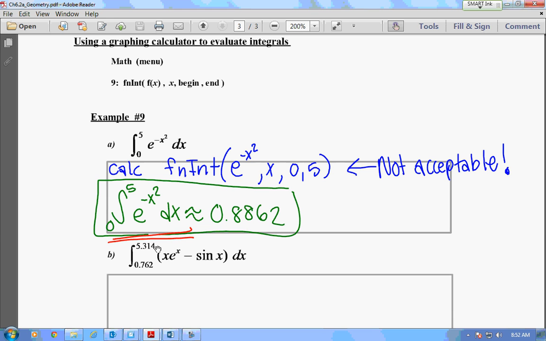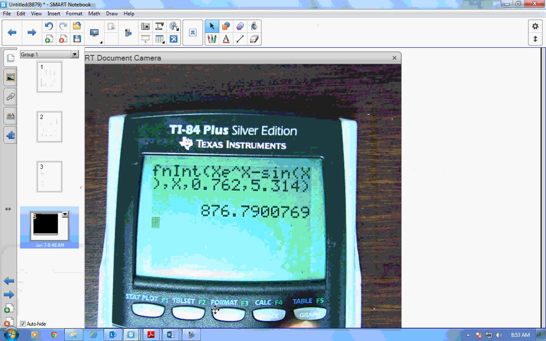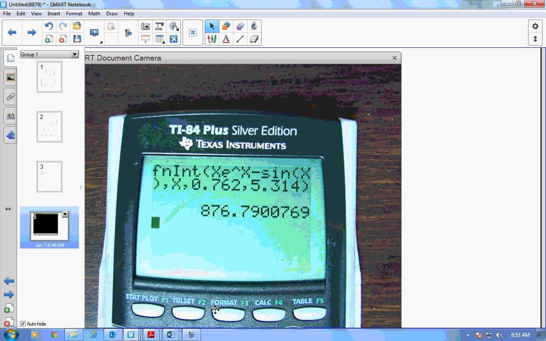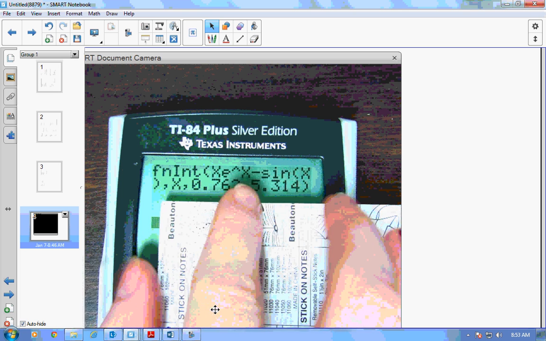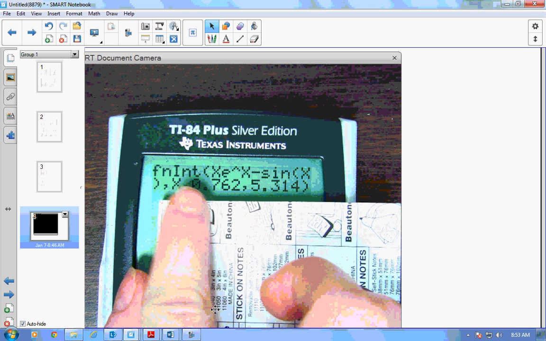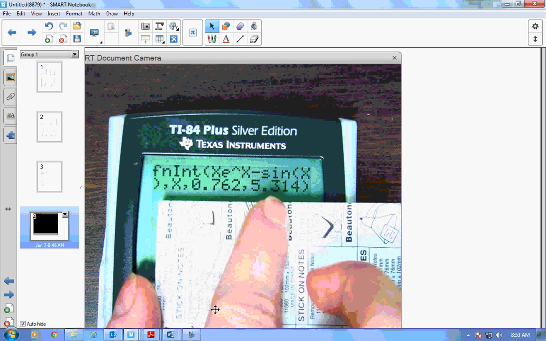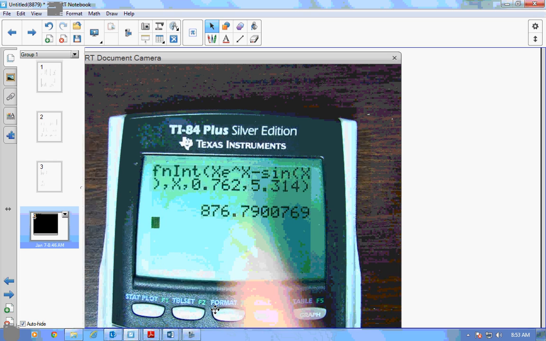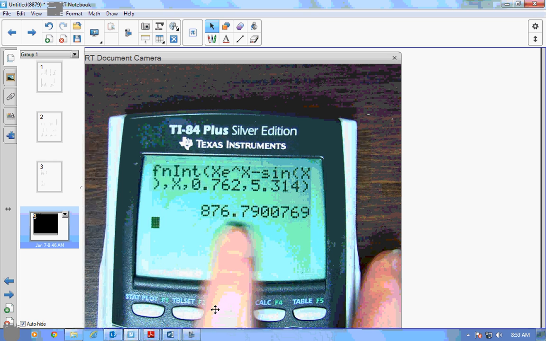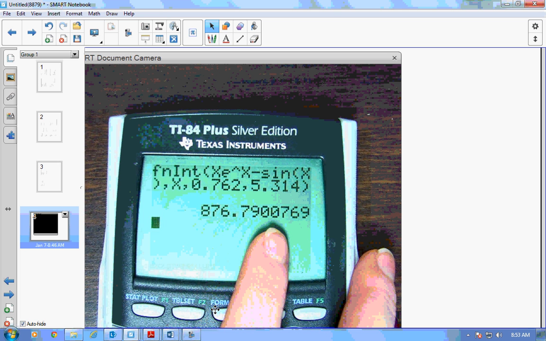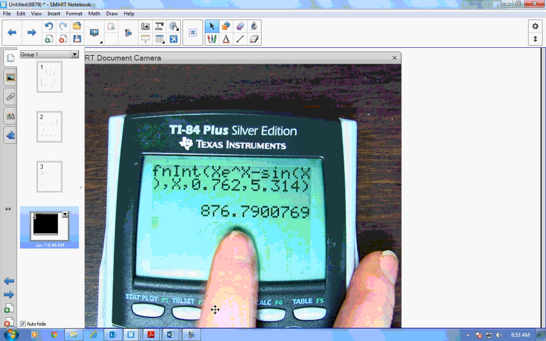Okay, now, are you getting it? This is what I've typed in. You have the old version. Type in your function, comma x, comma lower bound, comma upper bound. Now, here's where you might run into a problem. If we're taking this to 4 decimal places, how do we write our decimal? 876 point.